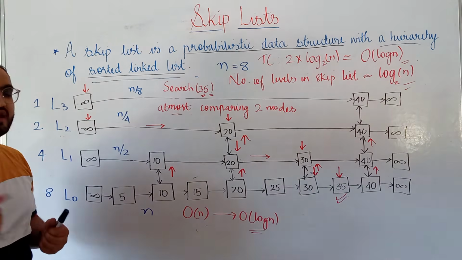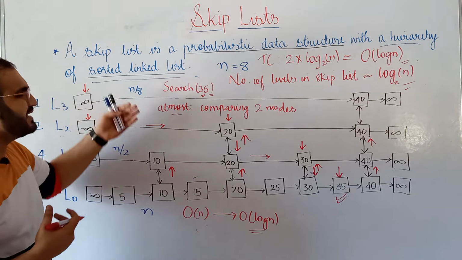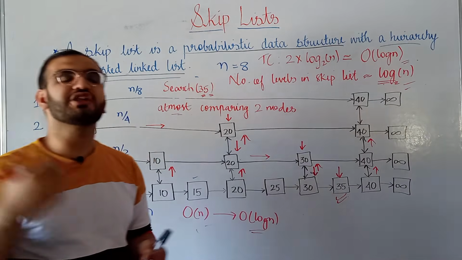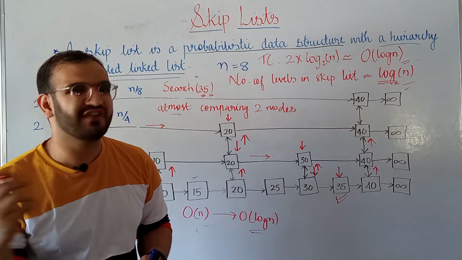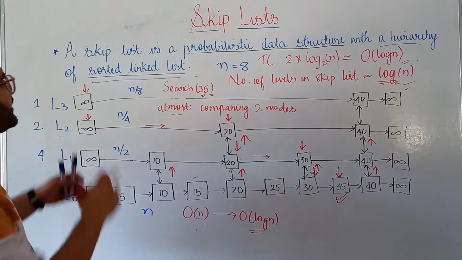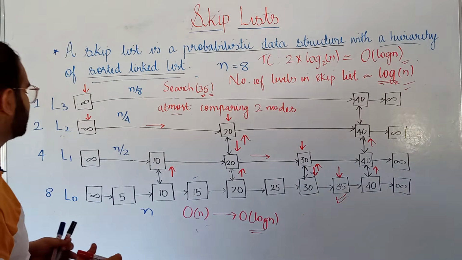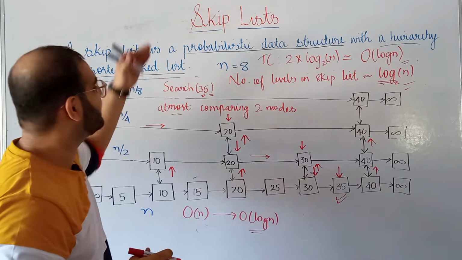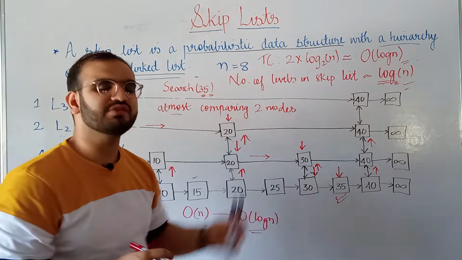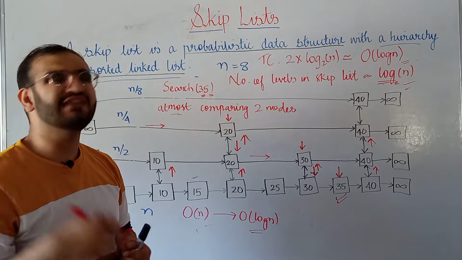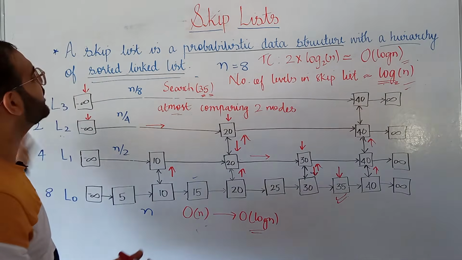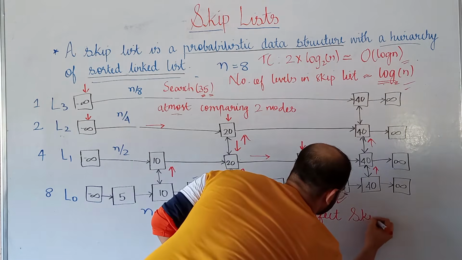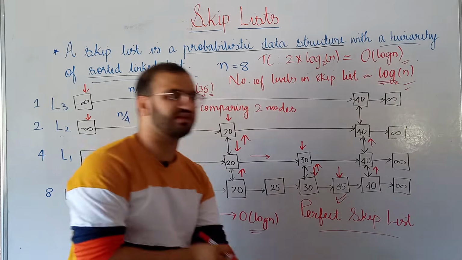Such a skip list in which we are promoting the alternate elements, and the number of levels in the skip list is log n, is known as a perfect skip list, right? Because we are following a pretty straightforward structure, promoting only the alternate elements to the next level, and the number of levels is approximately order of log n, even in the worst case. So such a skip list is known as a perfect skip list.